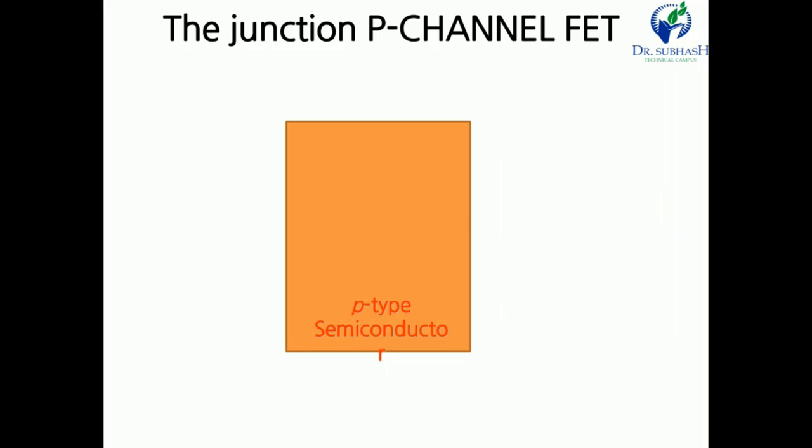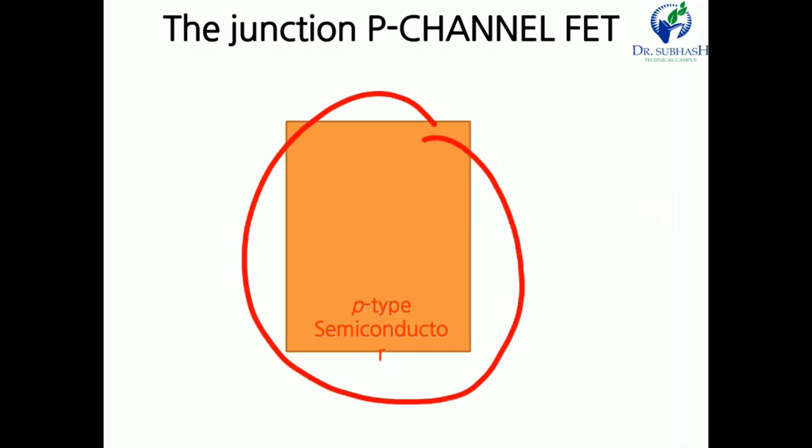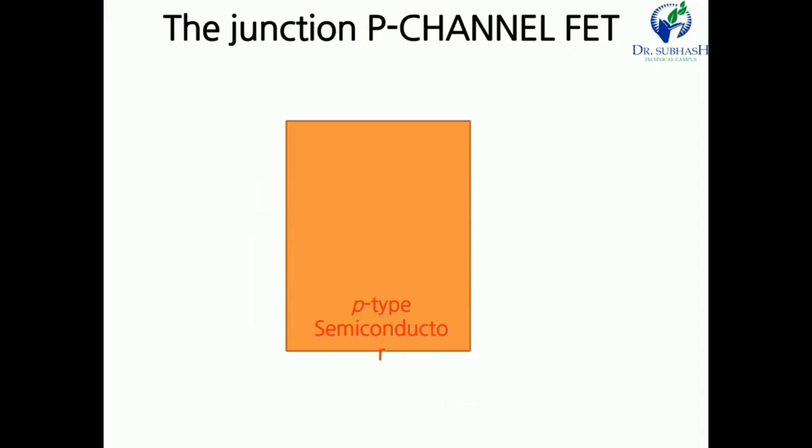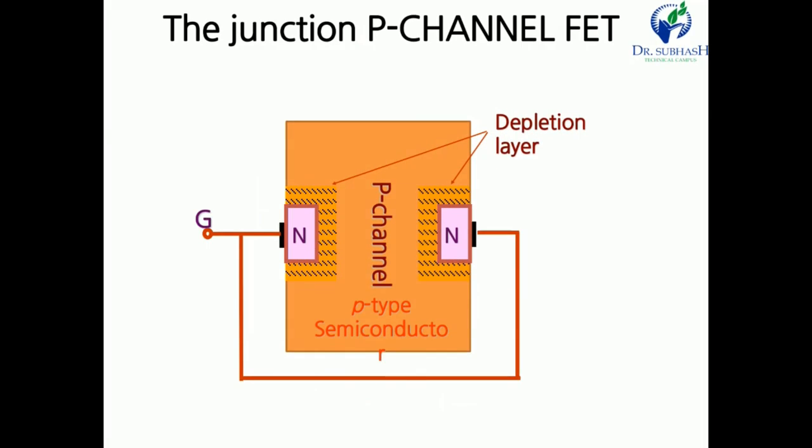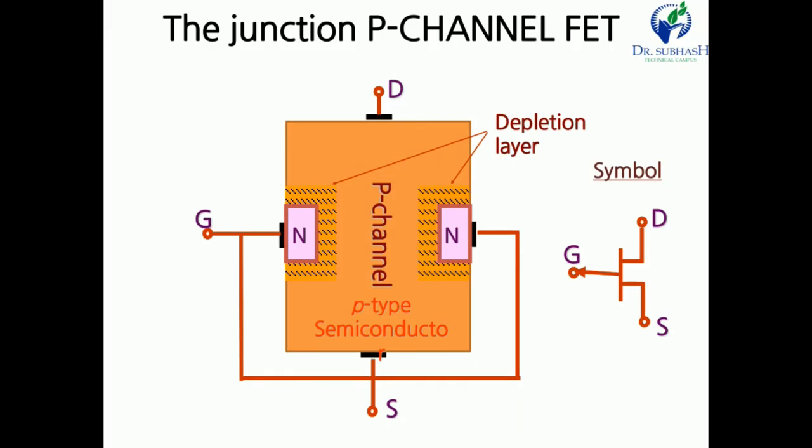Now this is the structure of the P channel JFET. This is made of P type semiconductor material. In P type semiconductor, the majority charge carrier is hole and the minority charge carrier is electron. Here we only have to talk about the hole, because the hole is the majority charge carrier. The construction is like this. Here also the depletion region, drain, source and gate. The terminals are drain, gate and source, and this is the symbol of the P channel JFET.